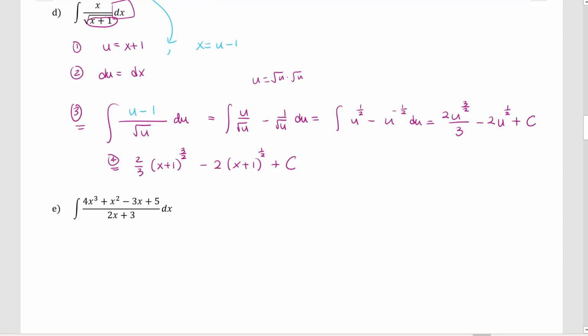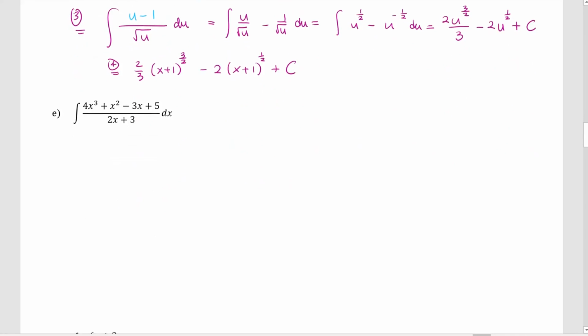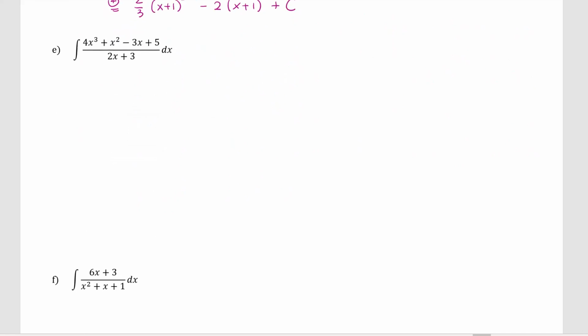Alright, let's continue to look at part E. So first of all, you can see this function. So this function is an improper fraction, right? Improper because the degree of the numerator is greater or equal to the degree of the denominator. So when we see this improper fraction, we should use long division to simplify it. Okay, simplify it first.